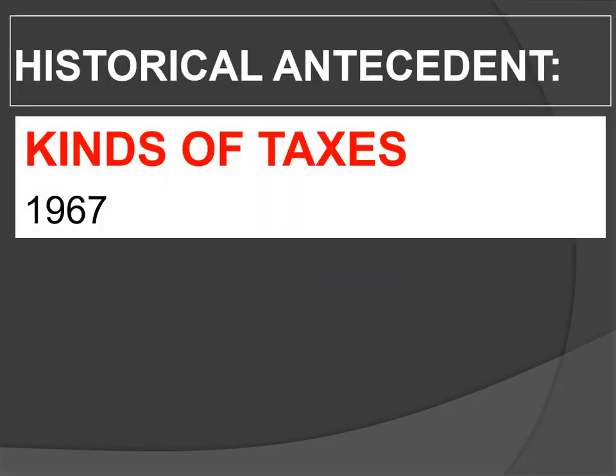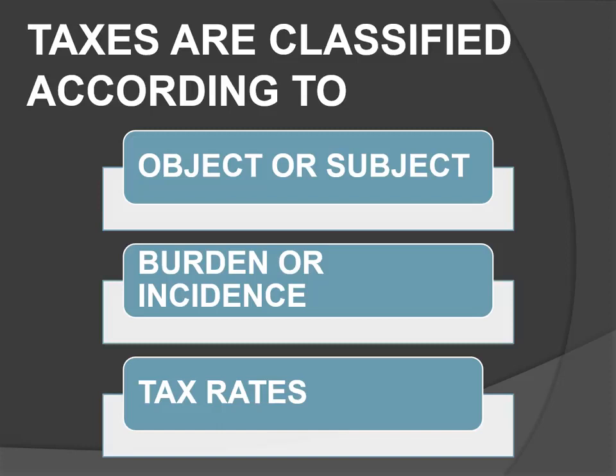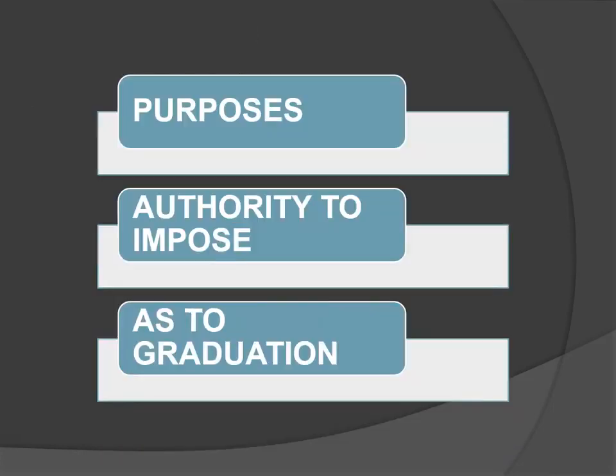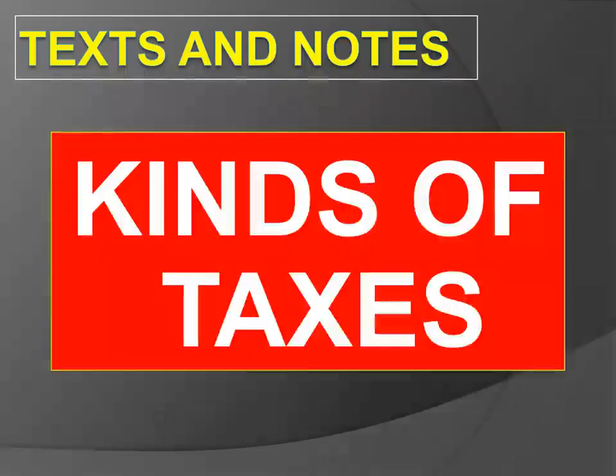The different kinds of taxes have been the subject of a solitary bar exam in 1967. It's nothing more than an objective type, so there's no need for us to look at that. But how are taxes classified? Taxes are classified according to object or subject, according to burden or incidence, according to tax rates, according to purposes and authority to impose, as well as according to graduation. So we'll talk about them one by one.